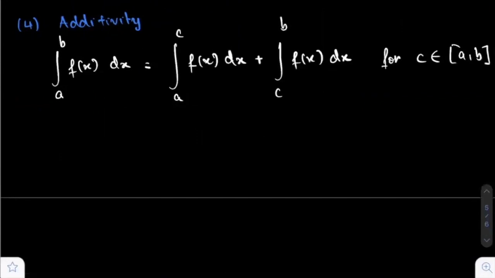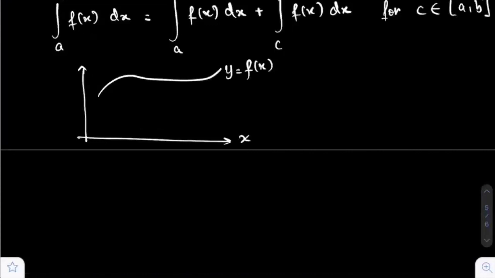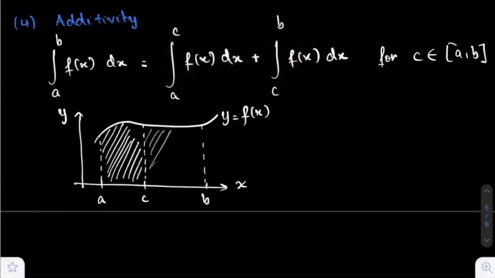So you can actually visualize this additivity if you have some generic curve like this, right? This is y equal to f of x, this is x, this is y, this is a, this is b. And if c is in the middle, let's say c is right here, you can separate this region into two smaller regions, right? And then you can evaluate the definite integral for this region and also the definite integral for this region, and then you can add them up together.